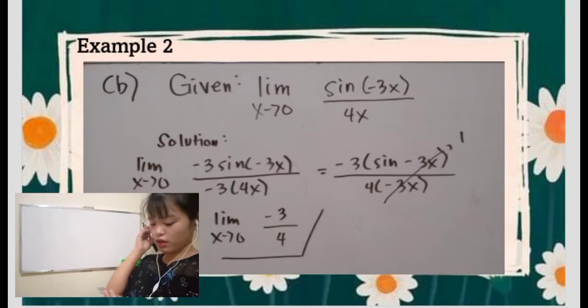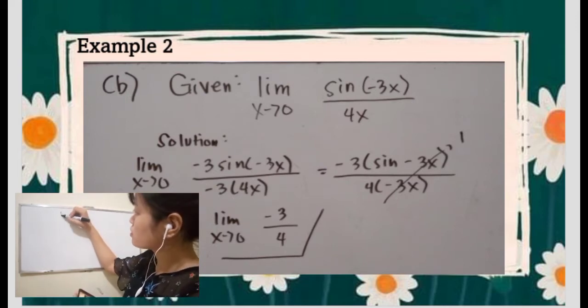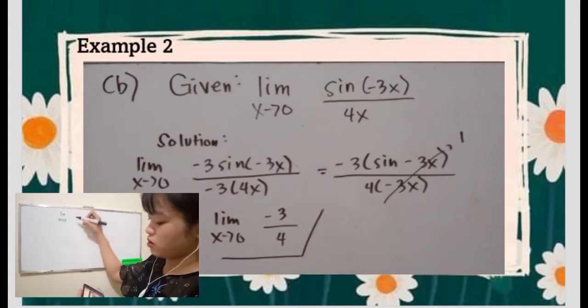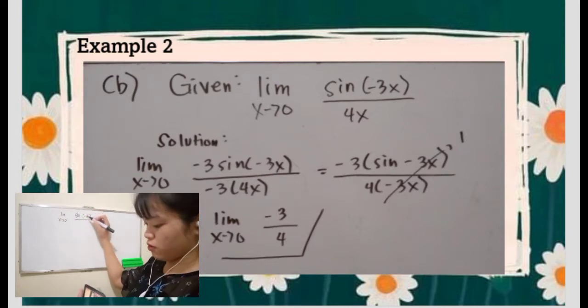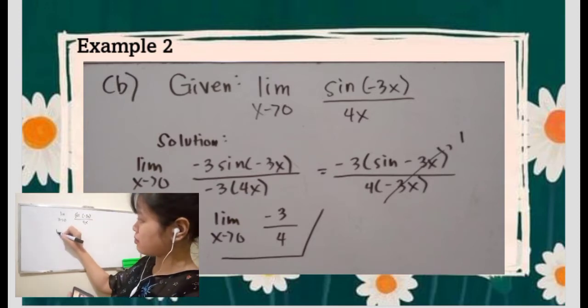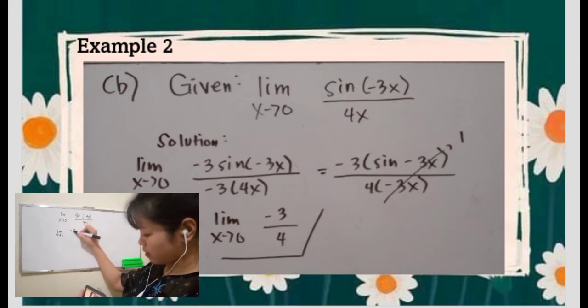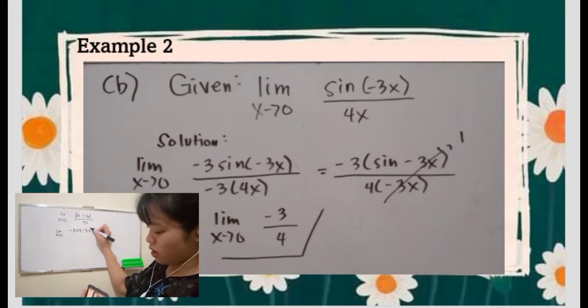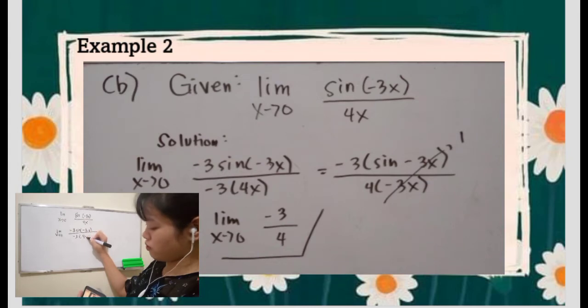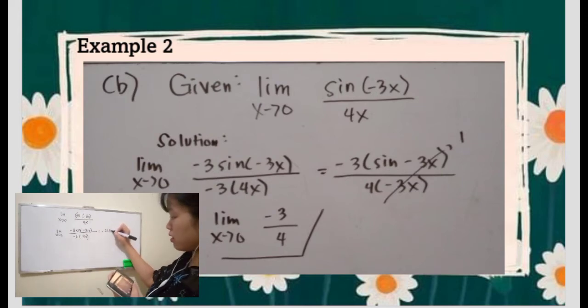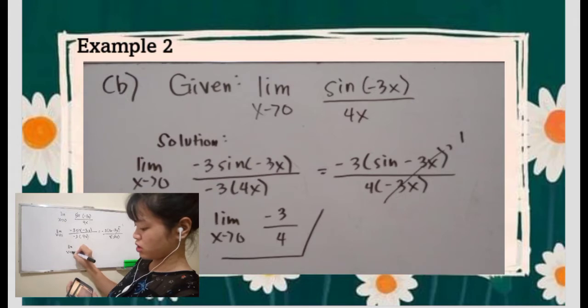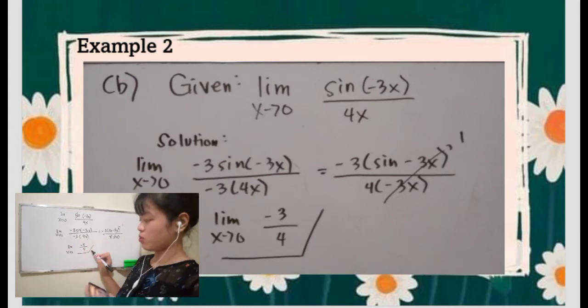Okay, next na may trigonometric function. Let's say limit as x approaches 0 of sine negative 3x over 4x. So, solve natin. Limit as x approaches 0, negative 3 sine negative 3x over negative 3 times 4x. So, tinigay natin siya sa negative 3. So, magiging negative 3 sine negative 3x over 4 times negative 3x. Magiging 1 na lang ang value nito. So, magiging limit as x approaches 0 equal to negative 3 over 4. So, ito po ang answer natin.